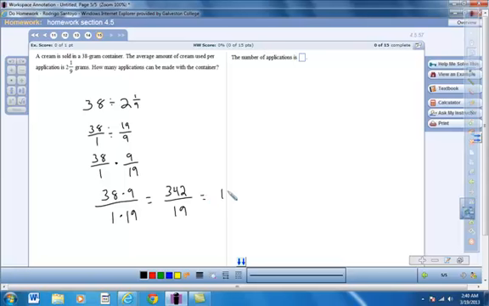Well, let's see what happens when we divide here. When we divide, we just get this nice number like 18. 18 times 19 is 342. We get no remainder, therefore our answer here is just 18.